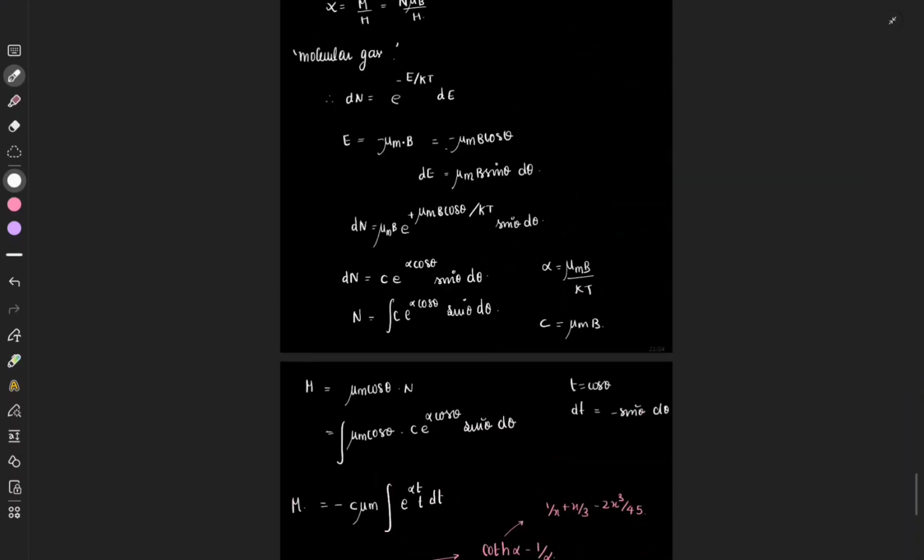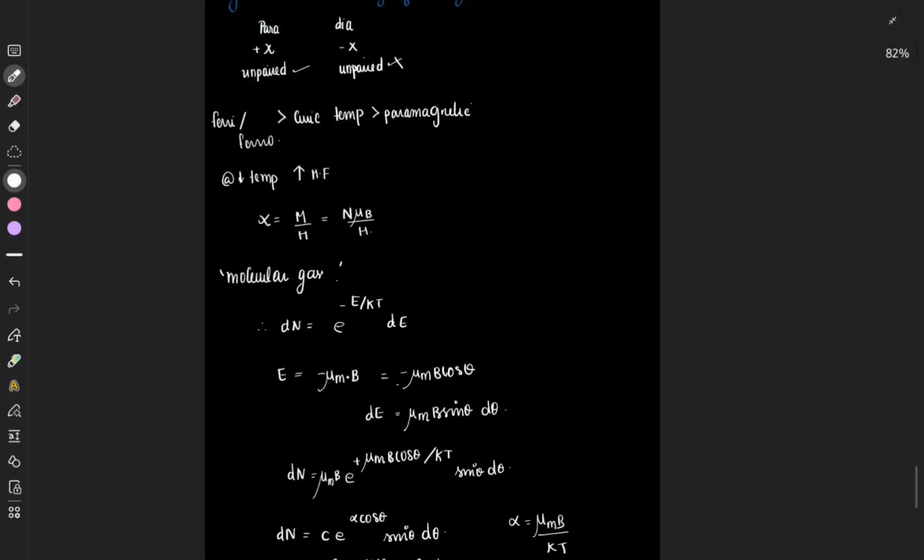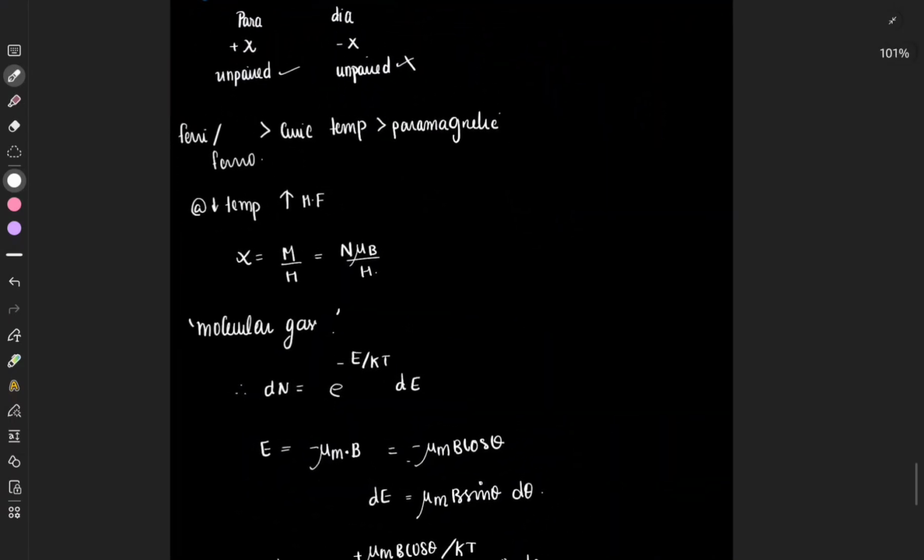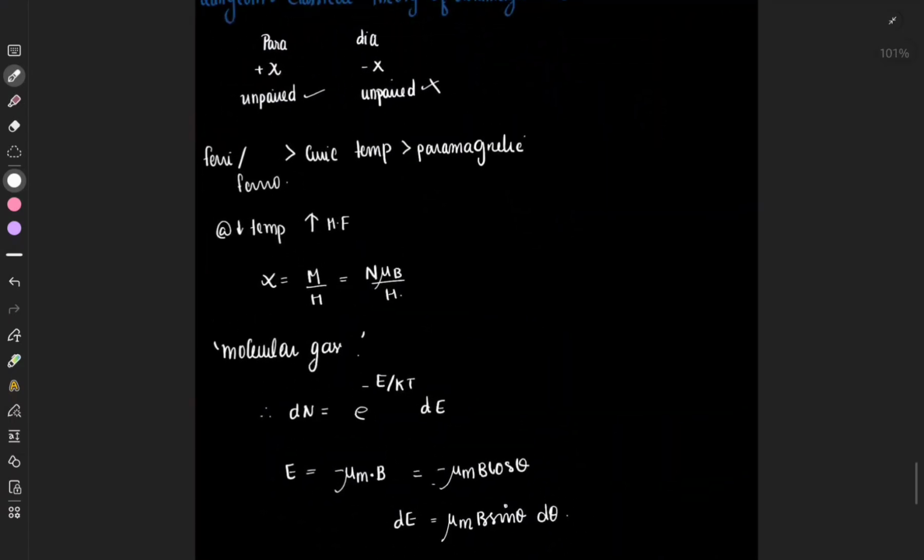Okay, so let's recap. We were talking about paramagnetism. Paramagnets have unpaired electrons, and their susceptibility is positive. If the temperature is above the Curie temperature, then they are paramagnets. If it's below that, then it's ferromagnet or ferrimagnet. We started with susceptibility, which is nothing but m by h.